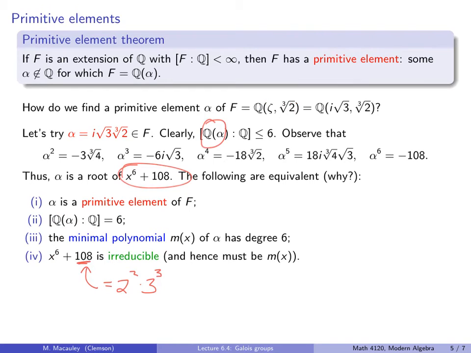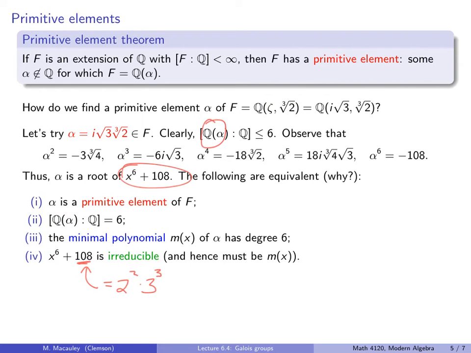And unfortunately, there is no such prime p that divides 108 such that p squared does not divide 108. So that doesn't tell us that this polynomial is reducible. It just tells us that Eisenstein's criterion doesn't work. It doesn't give us any information. So unfortunately, the thing that it seemed like could work doesn't work.